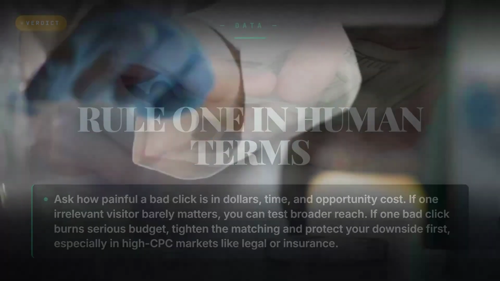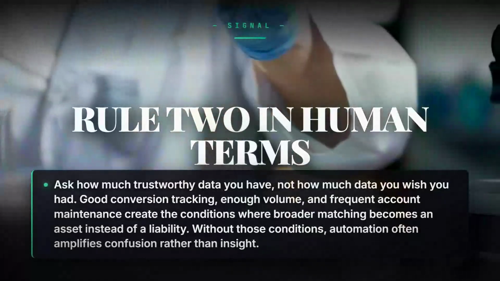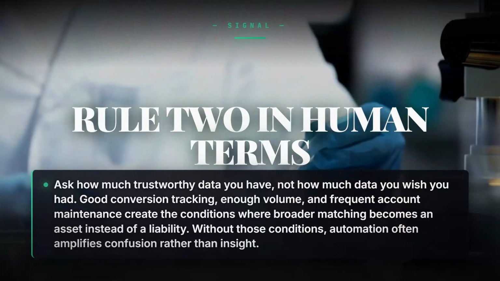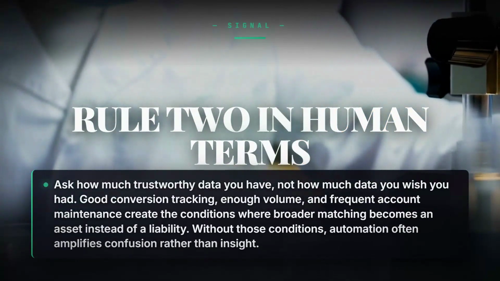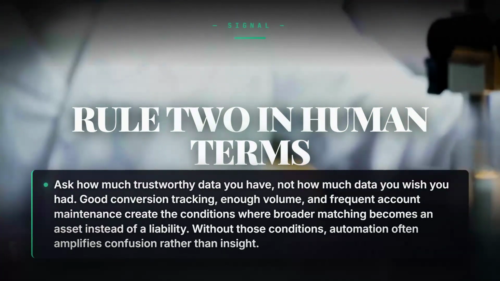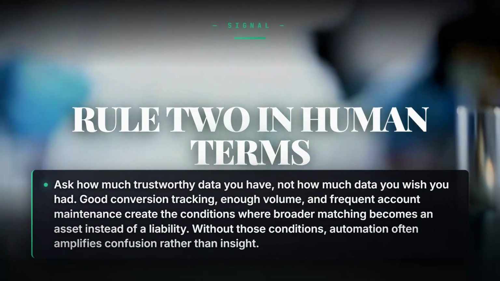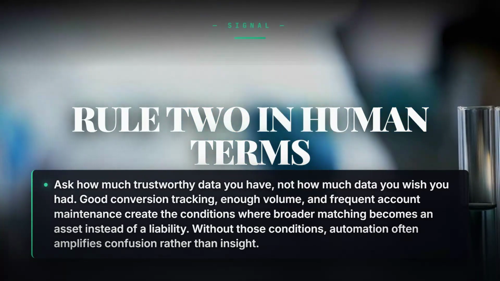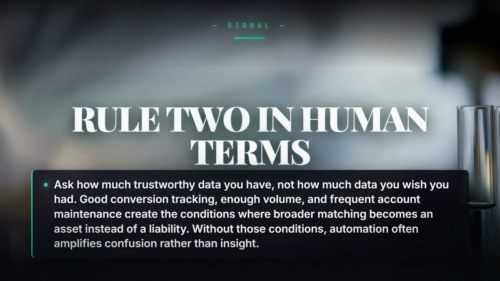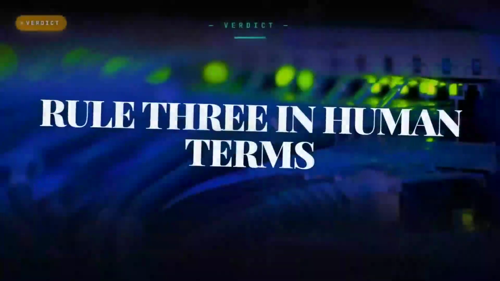Ask how much trustworthy data you have, not how much data you wish you had. Good conversion tracking, enough volume, and frequent account maintenance create the conditions where broader matching becomes an asset instead of a liability. Without those conditions, automation often amplifies confusion rather than insight.